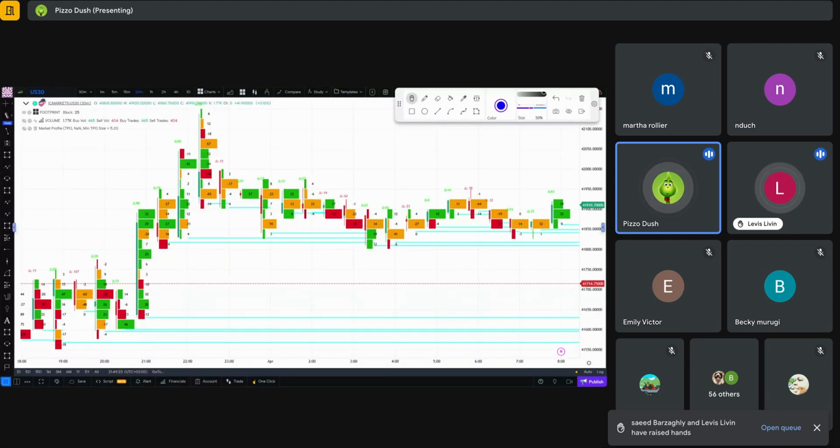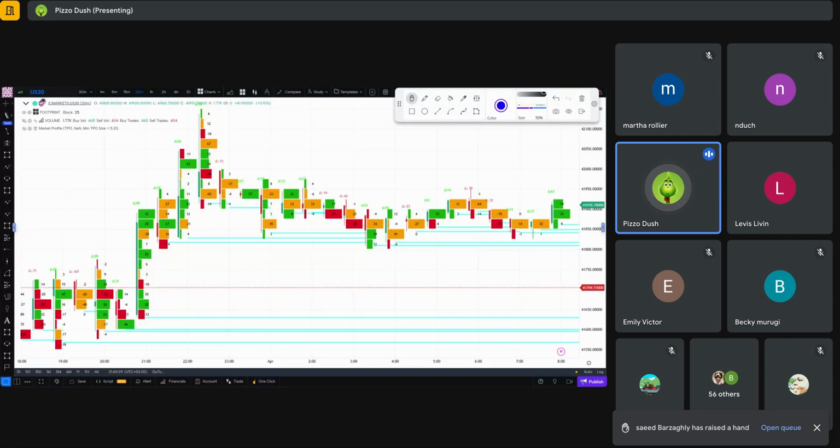So someone has asked, what is cumulative delta? Cumulative delta shows almost the whole day, so don't use cumulative delta, and that won't help you. Make sure you use delta change bar to bar. Any other question?